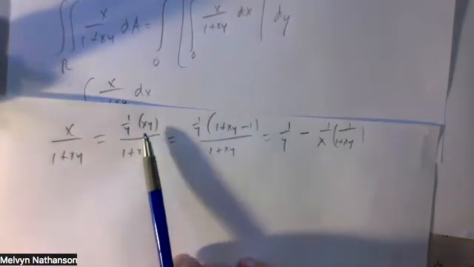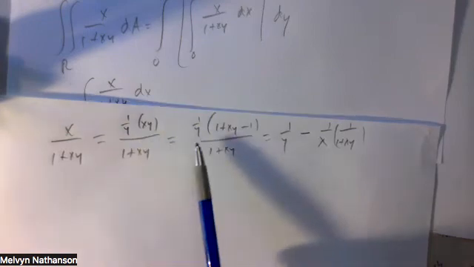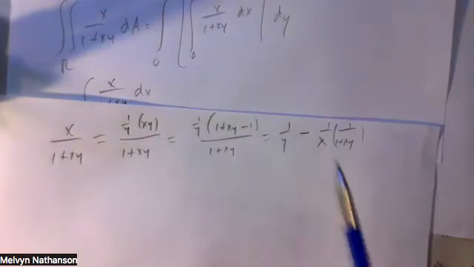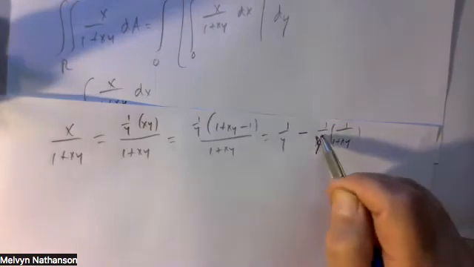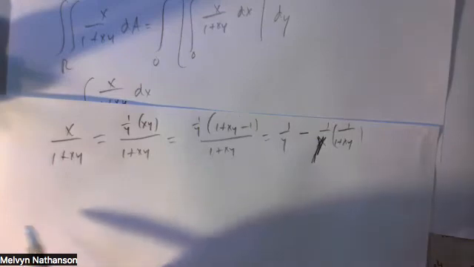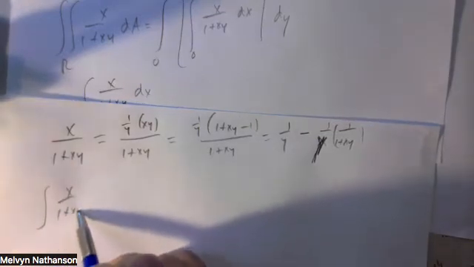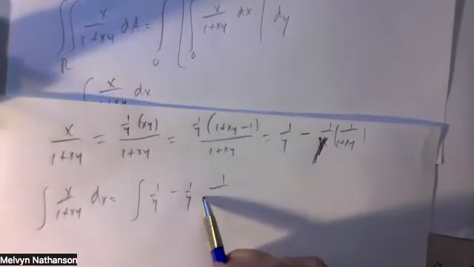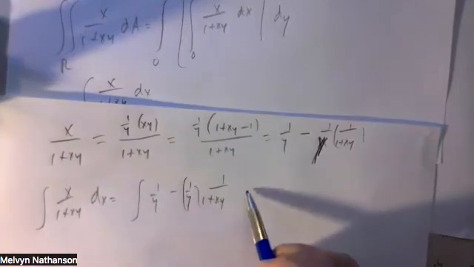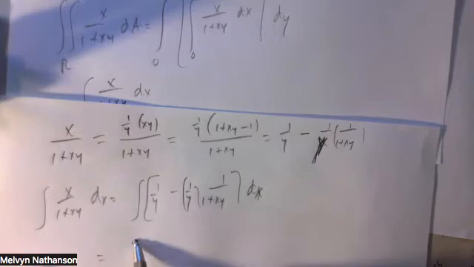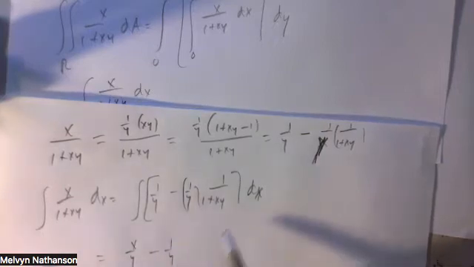So I think, even though this looks weird, that this is a correct algebraic statement. See, 1 over y, xy over 1 plus xy is 1 over y times 1 plus xy minus 1, which is 1 over y minus 1 over y times 1 over 1 plus xy. And then I'm integrating x over 1 plus xy dx. So that's the integral of 1 over y minus 1 over y times 1 over 1 plus xy dx. This is x over y minus 1 over y.